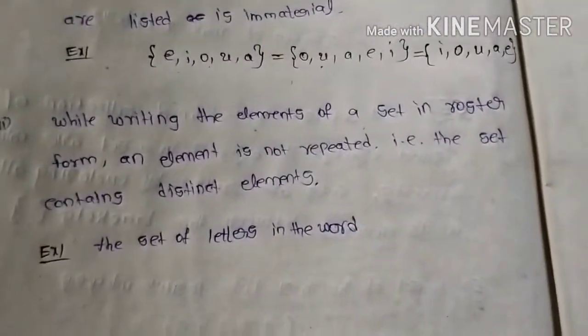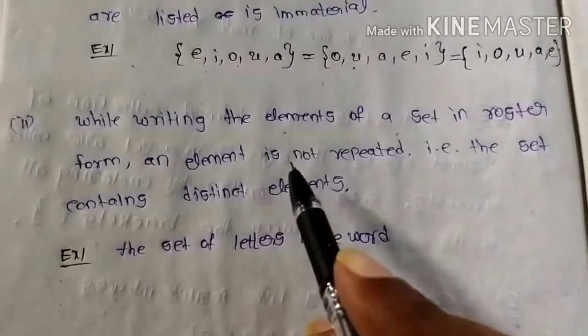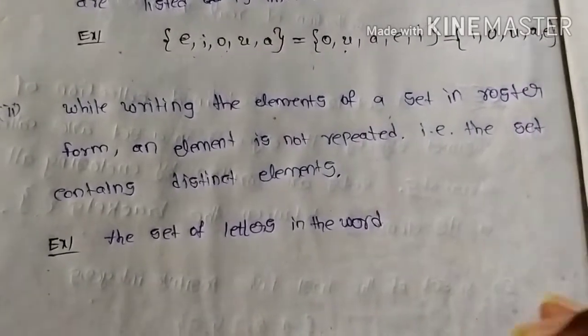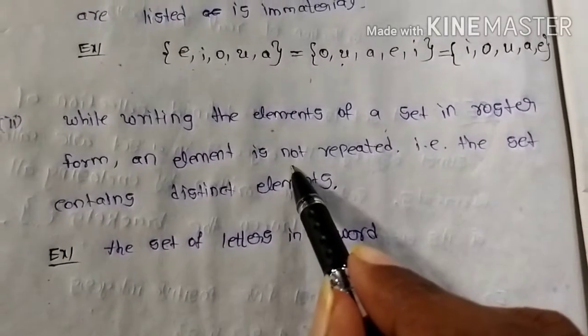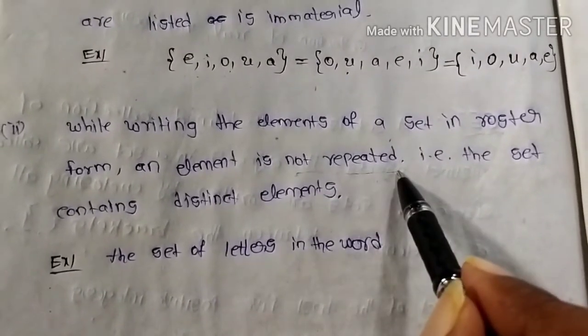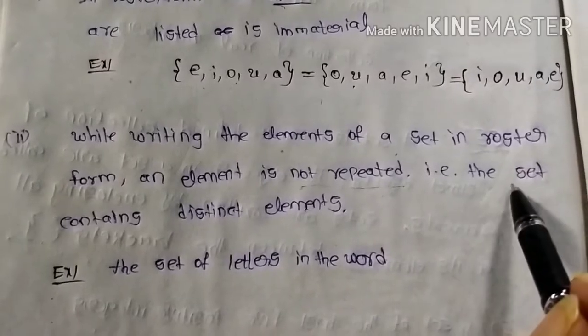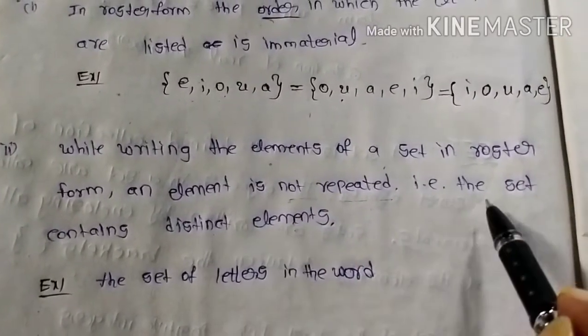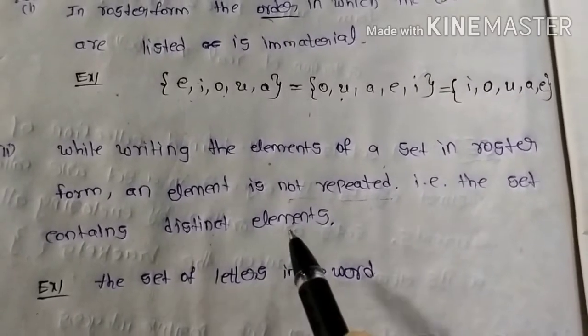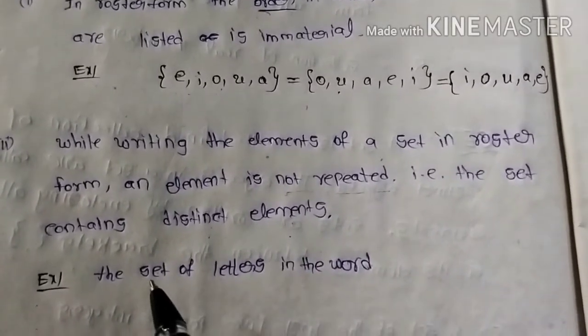Next, one more condition. While writing the elements of a set in roster form, an element is not repeated. You can remember here the element is not repeated. That is, the set contains distinct elements. See, I am asking you one question.